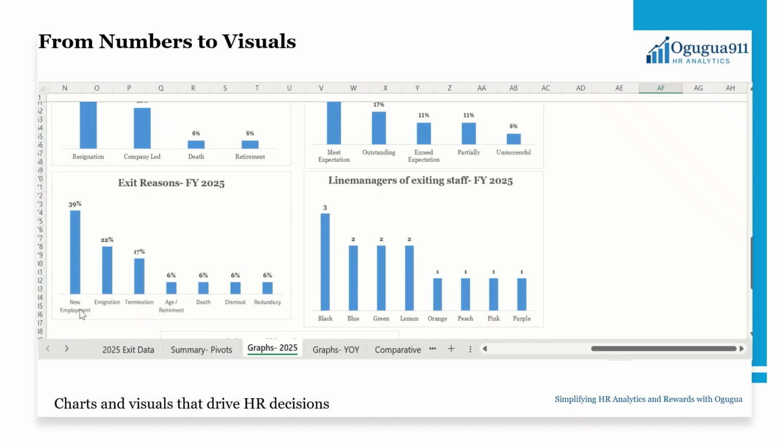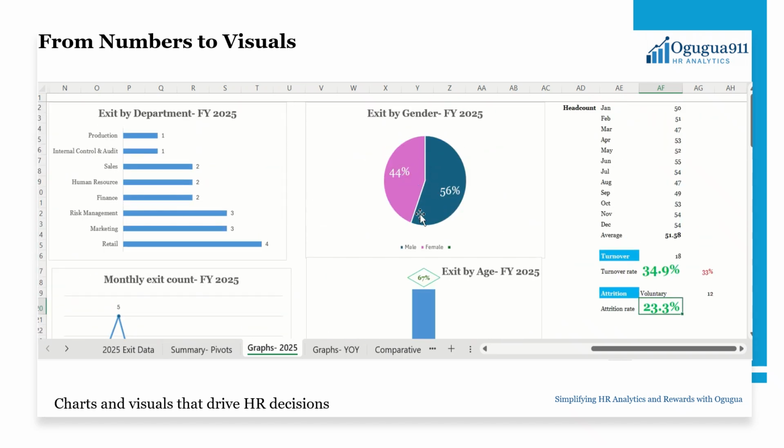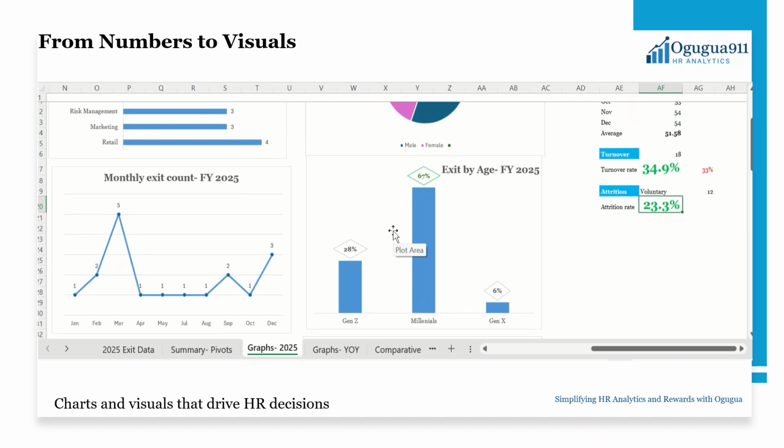Then for exit reasons, we'll find out that new employment and emigration are the major reasons for exit, accounting for over 60% of your exits in 2025. Then further, addressing the exit by gender, we see that we have more male exits than female exits. Again, you find out if there's any particular reason for that.